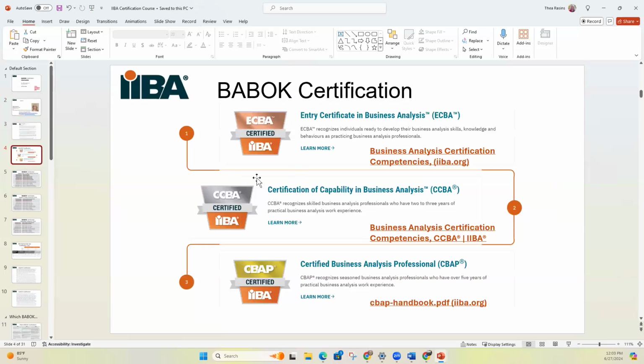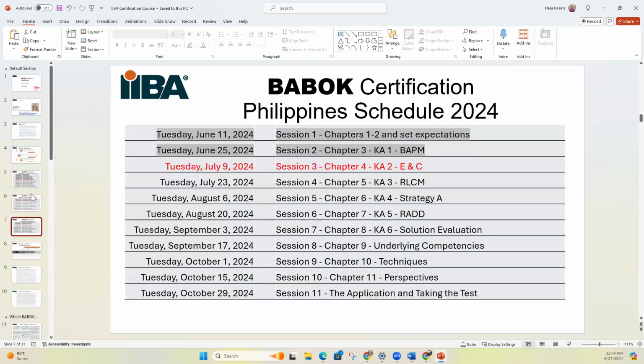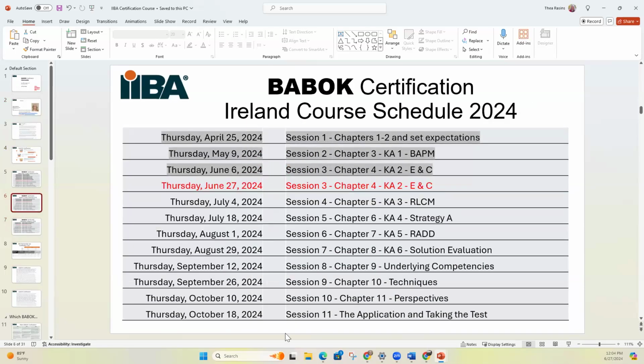We are going to be focused on these 3 certifications, the ECBA, the CCBA, or the CBAP, and you're going to be working on the same material. It's just depending on how much experience you have and which application you choose to turn in. Today we're going to be working on session 3 again. We're going to go over chapter 4, which is knowledge area 2, elicitation and collaboration.